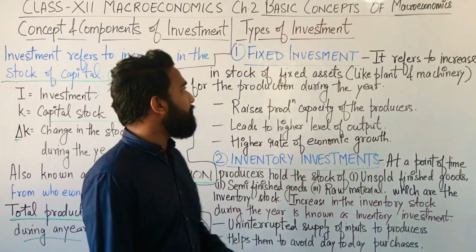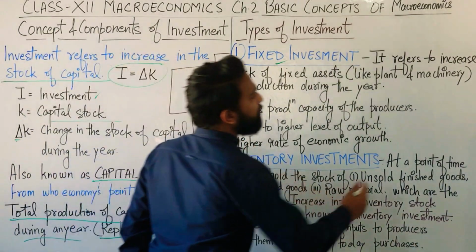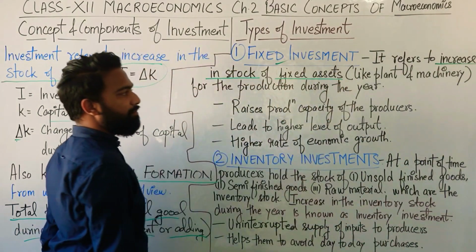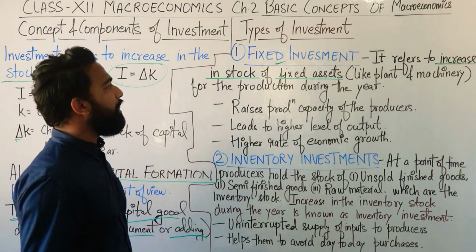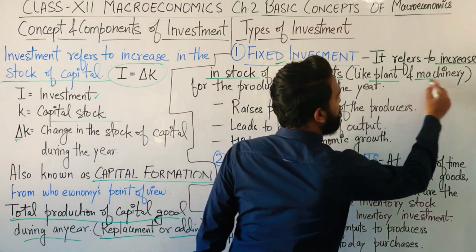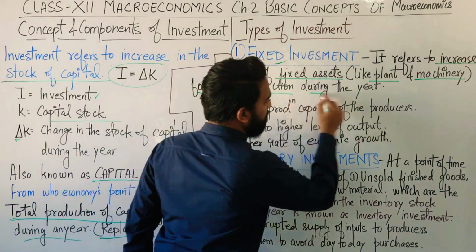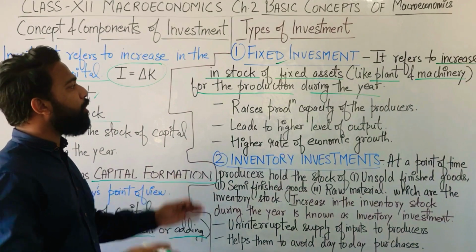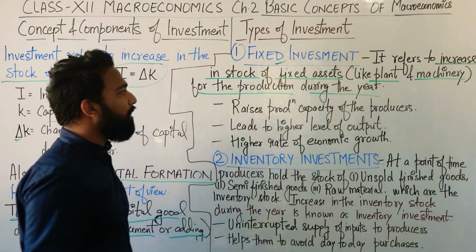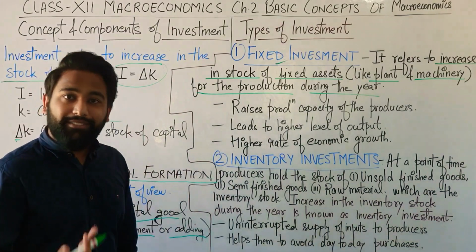Students, let's talk about types of investment. Basically, there are two types of investment. The first one is fixed investment. Now, what is fixed investment? It refers to increase in stock of fixed assets. Understood? It refers to increase in stock of fixed assets, which are like plant, machinery, building, and so on and so on, for the production during the year. If our fixed assets are increasing, which are plant, machinery, building, which are used for the production in a year, then it is known as fixed investments.